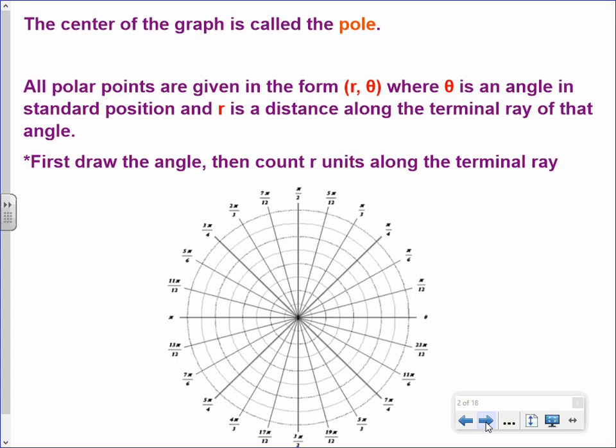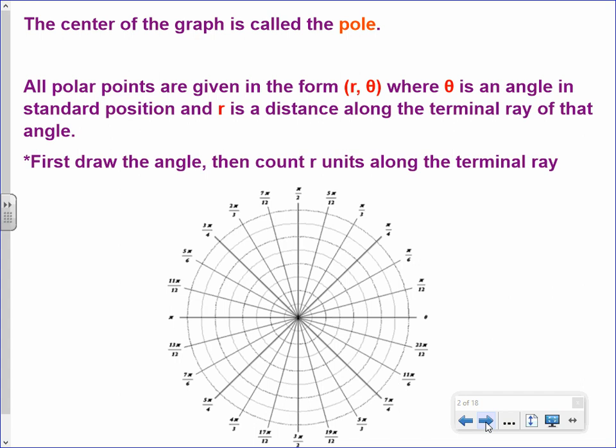Oftentimes you will see measurements of the special angles: pi over 3, pi over 4, pi over 6, pi over 2, but it could be anything. You'll probably see radians more than degrees, but it could be either.